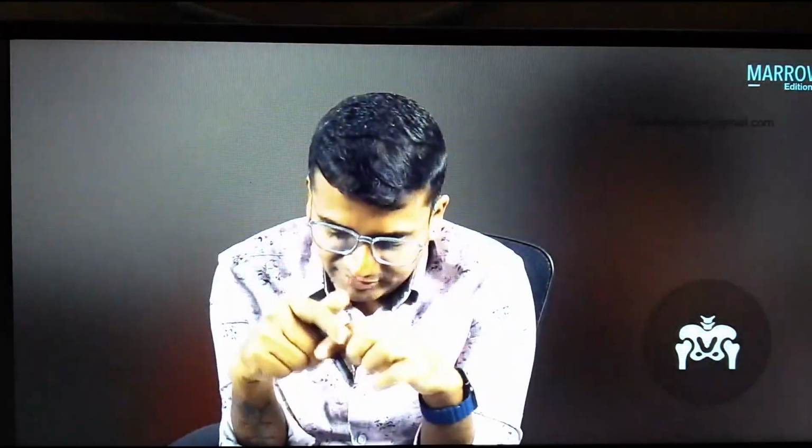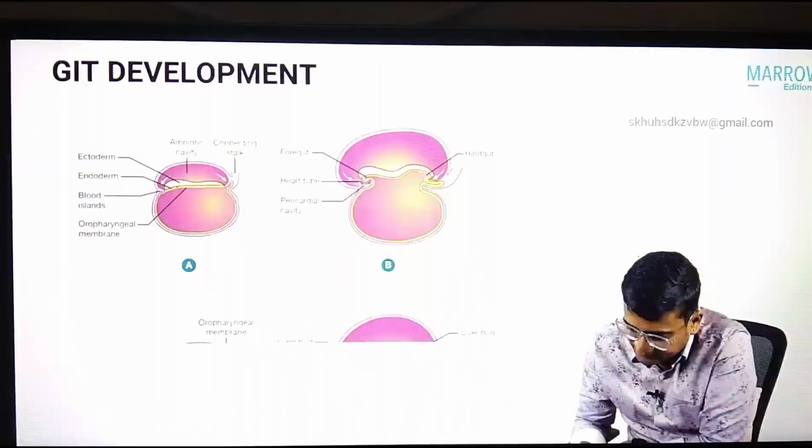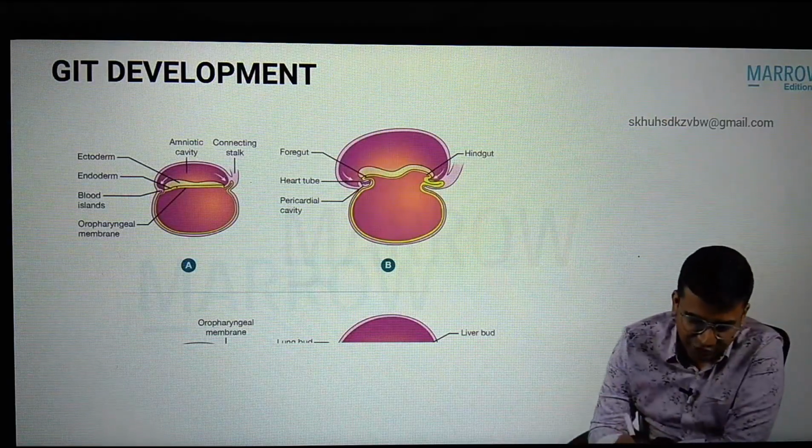So now we're going to see the development of the gut tube. After seeing the properties of the gut tube, we're going to start the discussion about the development of the respiratory system. Okay, so right. So now, first, gut tube formation.